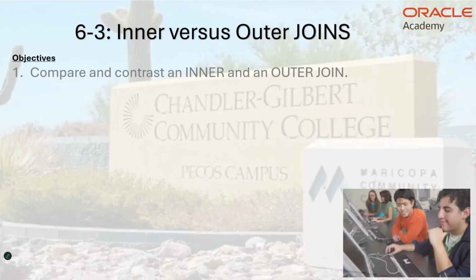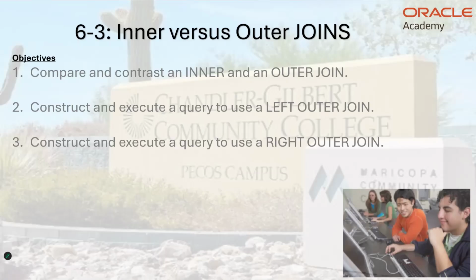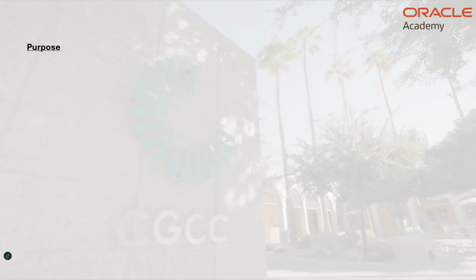So our objectives: compare and contrast inner and outer joins, construct a left outer join, construct a right outer join, and then take a look at a full outer join, which is rarely used. That's basically just a full join, bringing back all the records from both tables.